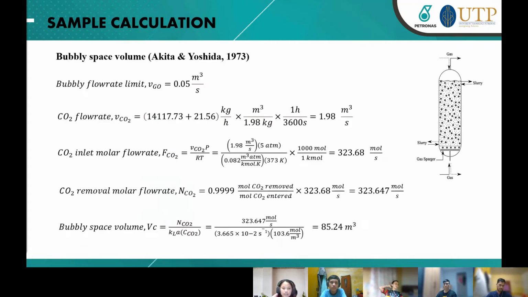Next. This is a sample calculation to determine the bubbly space volume of this BCR, referred from Akita and Yoshida in 1973. Bubbly space volume is the space in the reactor whereby the carbon dioxide scrubbing takes place, as well as the Solvay's process. Starting with assuming the bubbly flow rate of 0.05 meter cube per second, and after carbon dioxide inlet and removal mass flow rate calculated, we can determine the bubbly space volume, which is 85.22 meter cube.